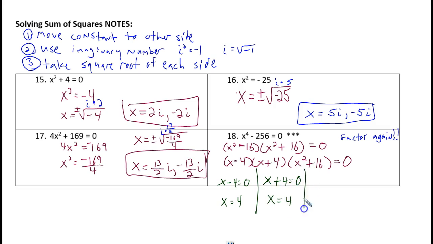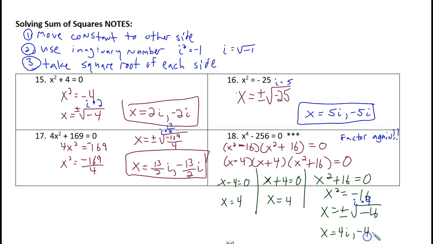That's the second solution. And then we can set x squared plus 16 equal to 0. And we now know how to deal with this. We subtract 16 to get negative 16 on the right. We take the square root of both sides. Positive negative square root of negative 16. The negative comes out as an imaginary number. The square root of 16 is 4. So we get i times 4, which is 4i. So x is equal to positive 4i and negative 4i.